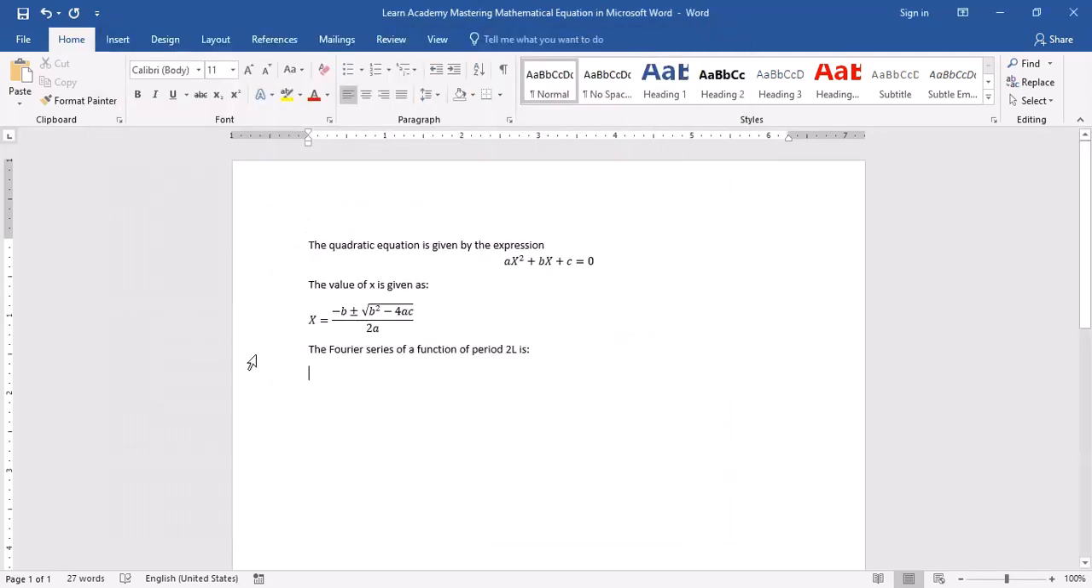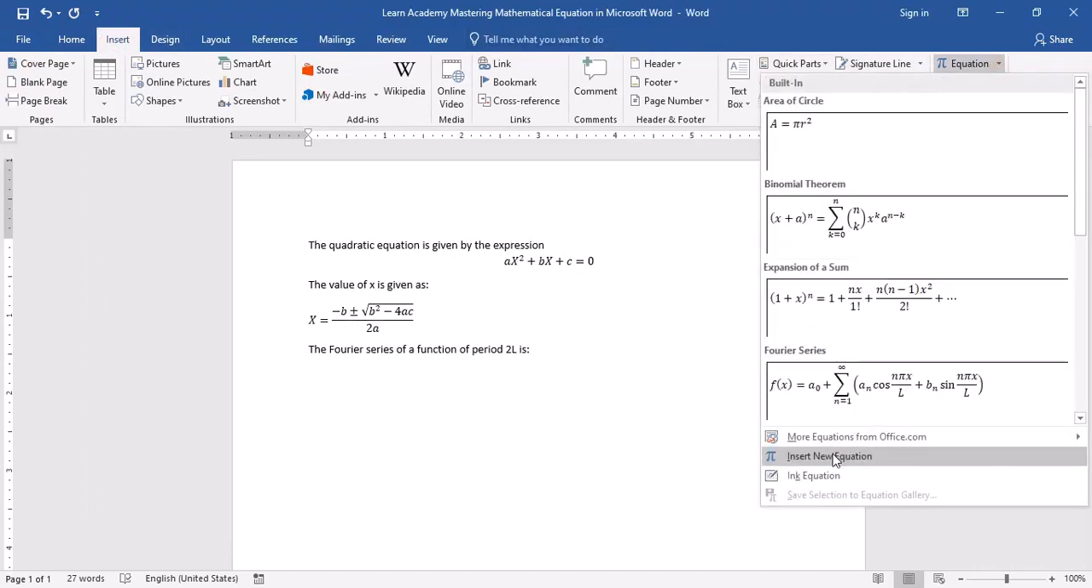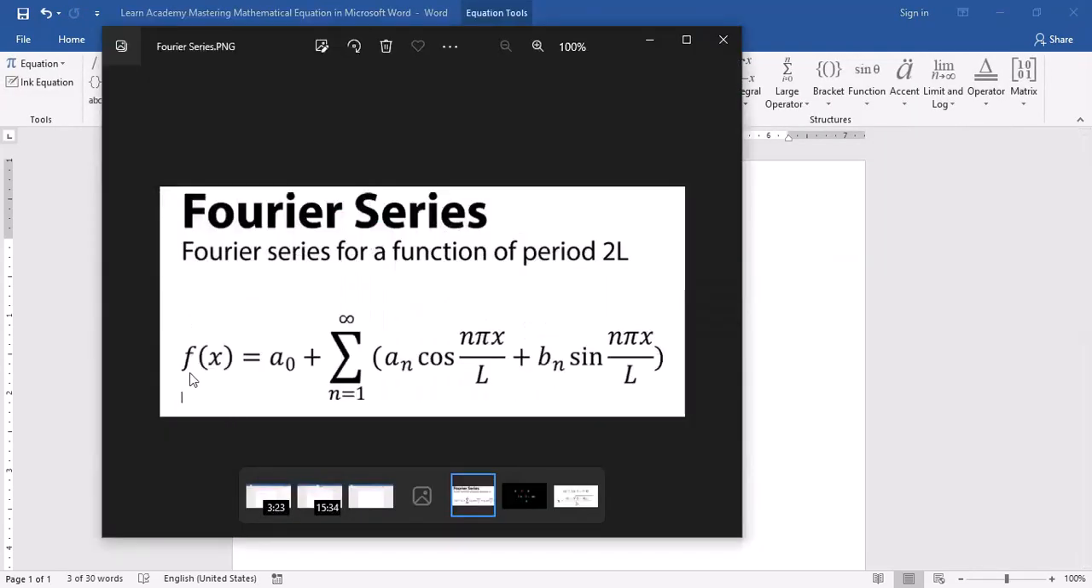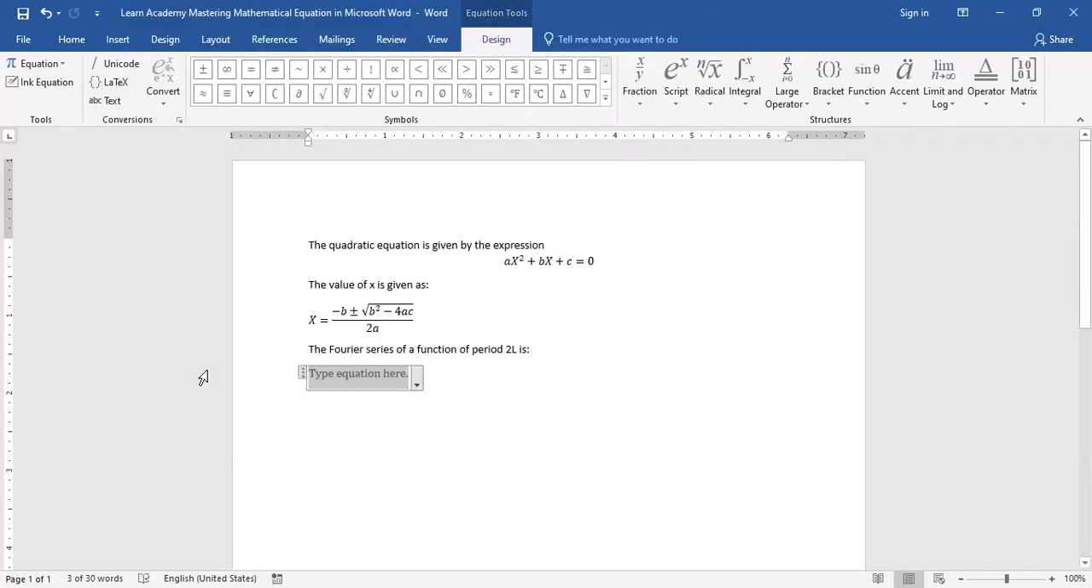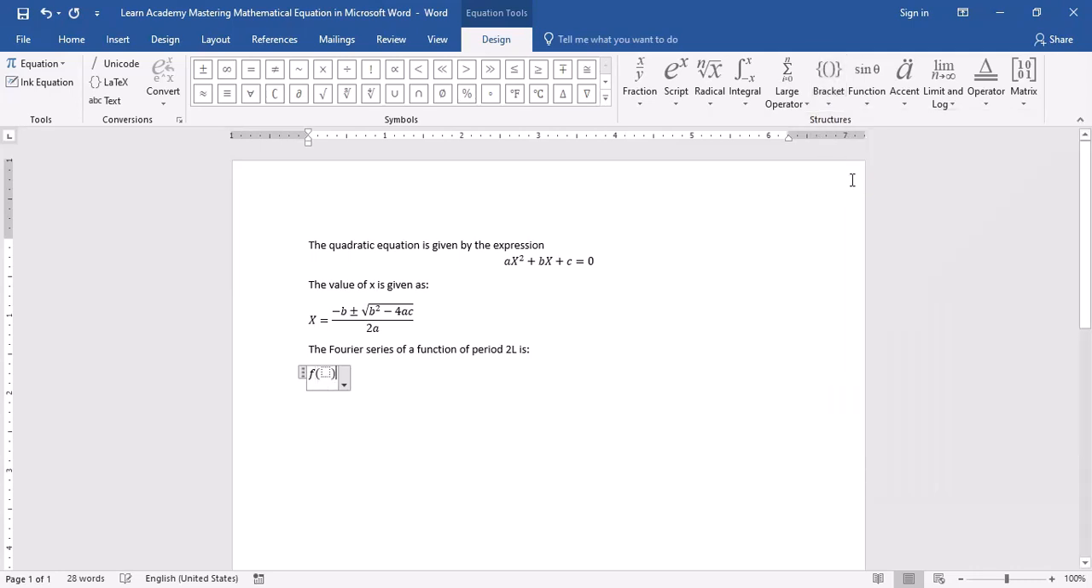Of course, as always, the first thing is to go to the insert menu, then you come to the equation drop down arrow, then you click on insert new equation. So when I click on insert equation, I want to type this, so simply I put in my F, then I come to the structure section, the bracket, and click on the bracket. So I click the first one, this is what I want, parentheses.